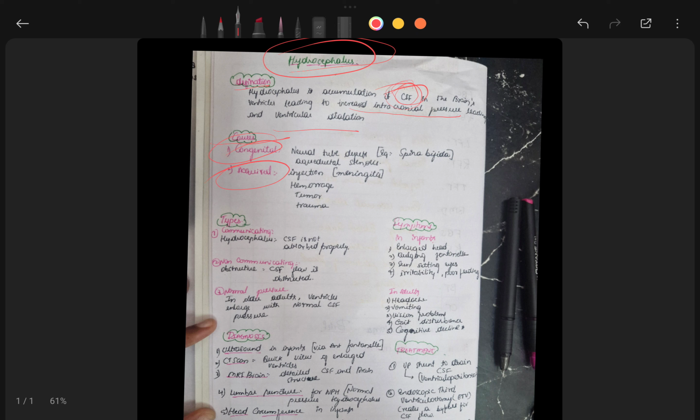Congenital causes include neural tube defects or aqueduct stenosis, where there is obstruction in the aqueduct. And then acquired causes can be tumors, trauma, hemorrhage or infection like meningitis.